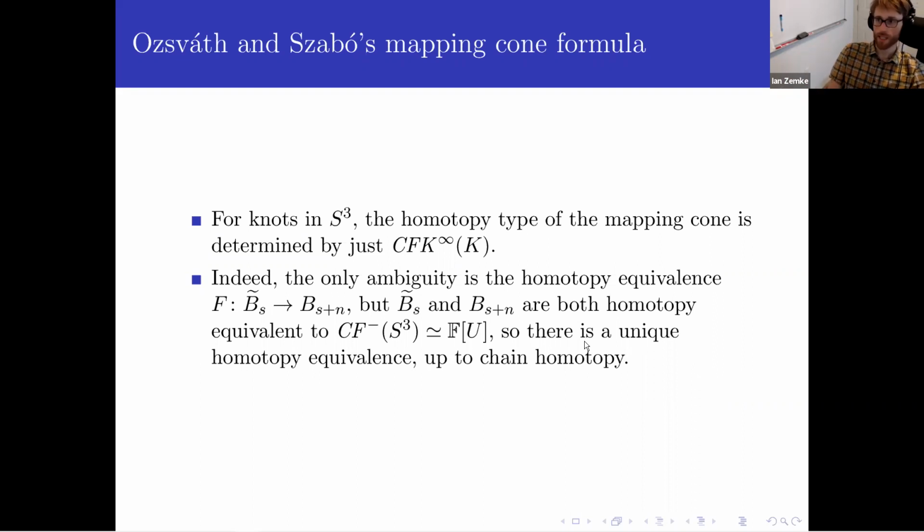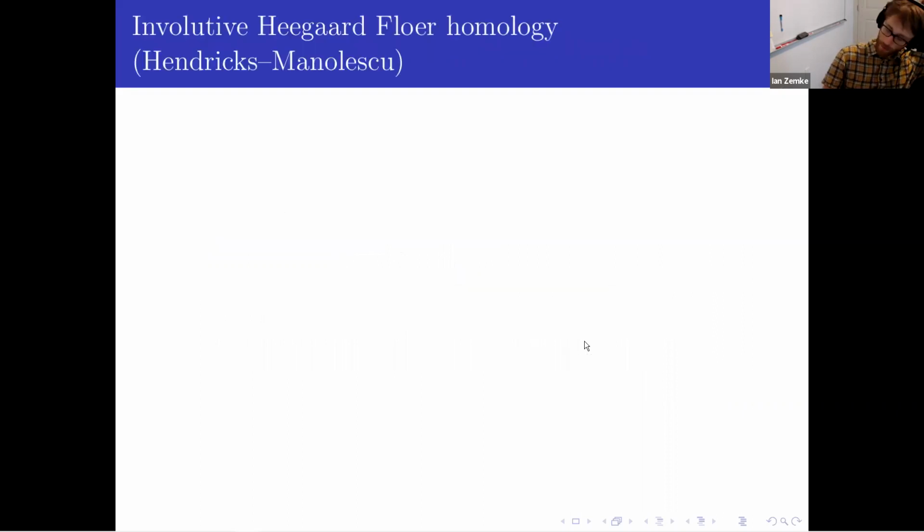And so there's just not enough room for there to be anything other than, with two different homotopy types. So that's one of the reasons this mapping cone formula is so useful, is that you can actually always compute the maps in it up to an overall homotopy equivalence of chain complexes.